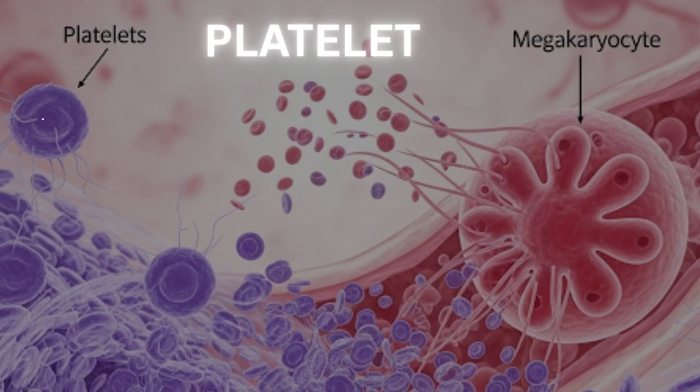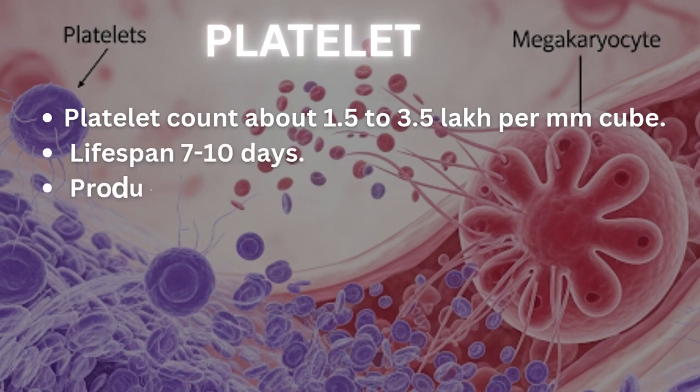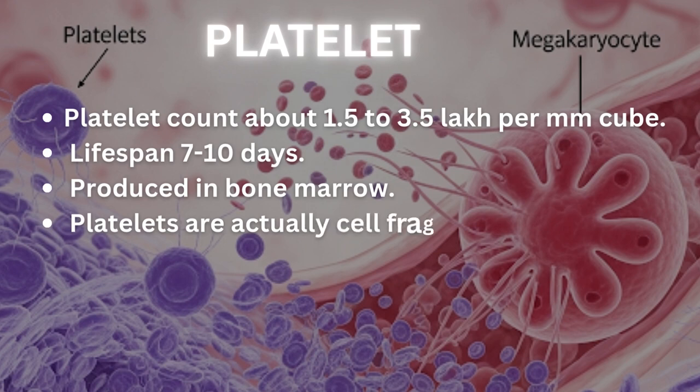Platelet count about 1.5 to 3.5 lakh per mm cube. Lifespan 7 to 10 days. Produced in bone marrow. Platelets are actually cell fragments, not complete cells.